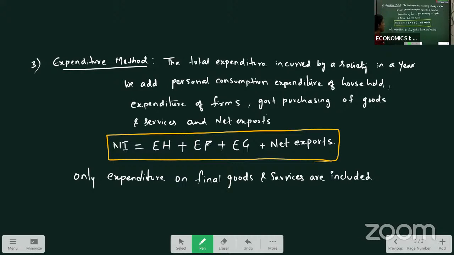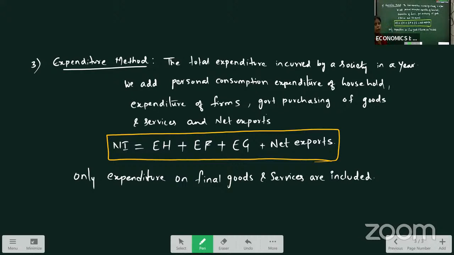So national income is equals to expenditure of household plus expenditure of firm plus expenditure of government plus net exports. And here only expenditure of final goods and services are included. Expenditure on intermediary goods or semi-finished goods are not included. Okay. So these are the three methods to calculate national income.